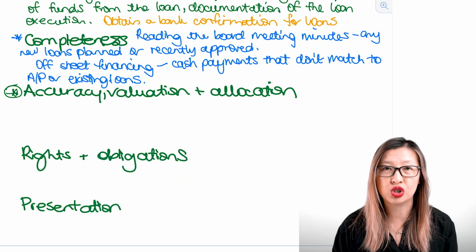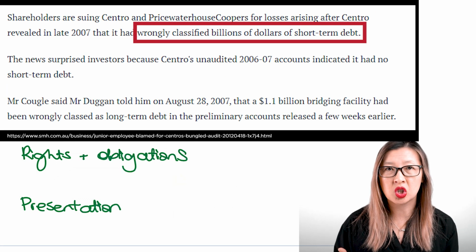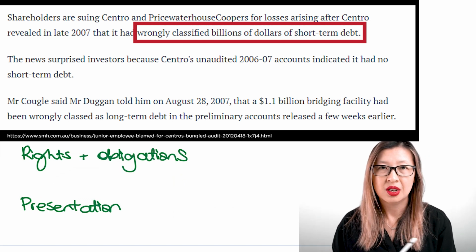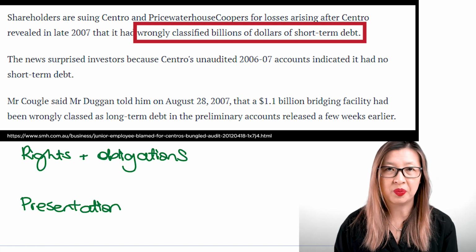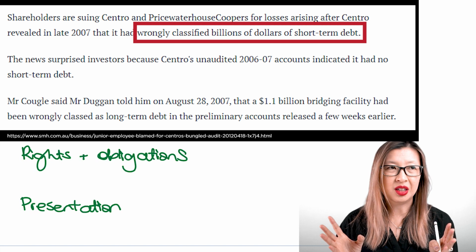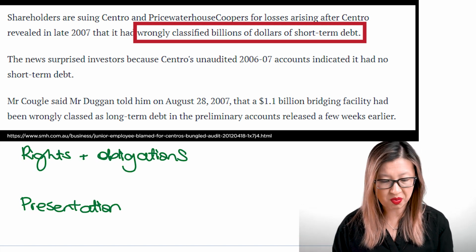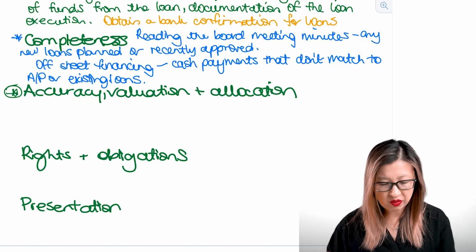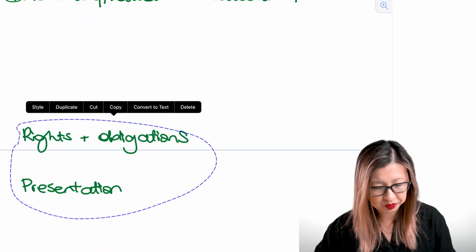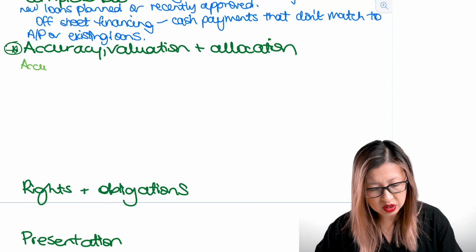This happened with Centro shopping centres, where they allocated multi-billion dollars worth of current debt as non-current. And the company got into big financial strife when the non-current debt actually turned out to be due within the next 12 months. So in terms of accuracy, valuation, obligation, we're actually going to break it down into a few different areas because there are different parts to this.